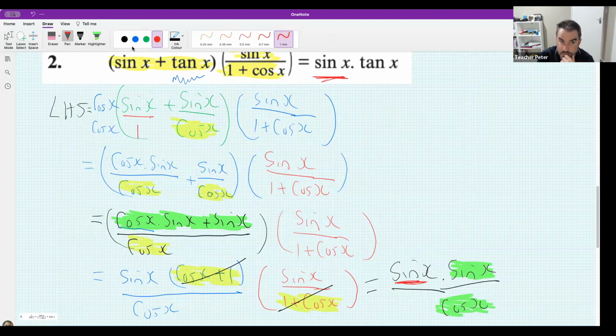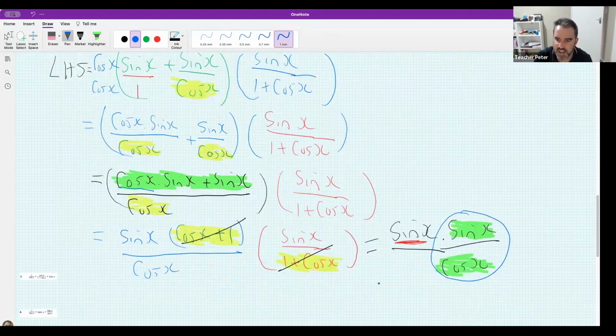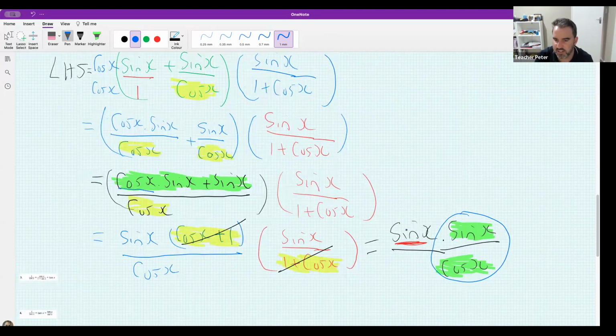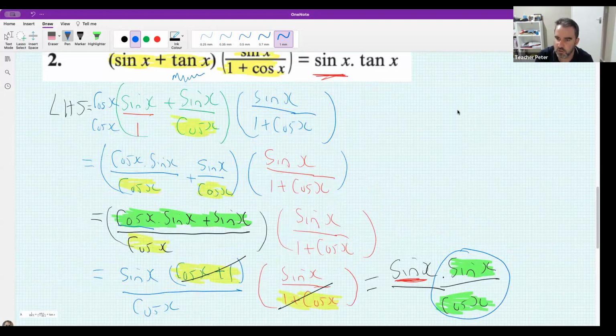I think that this is an identity which I've seen before. And in fact, that sine x over cos x is just tan x. And so really, I've run out of space, so let me just write it here. Sine x times tan x. This thing is tan x, which is equal to the right-hand side. Oh my goodness, what a journey.